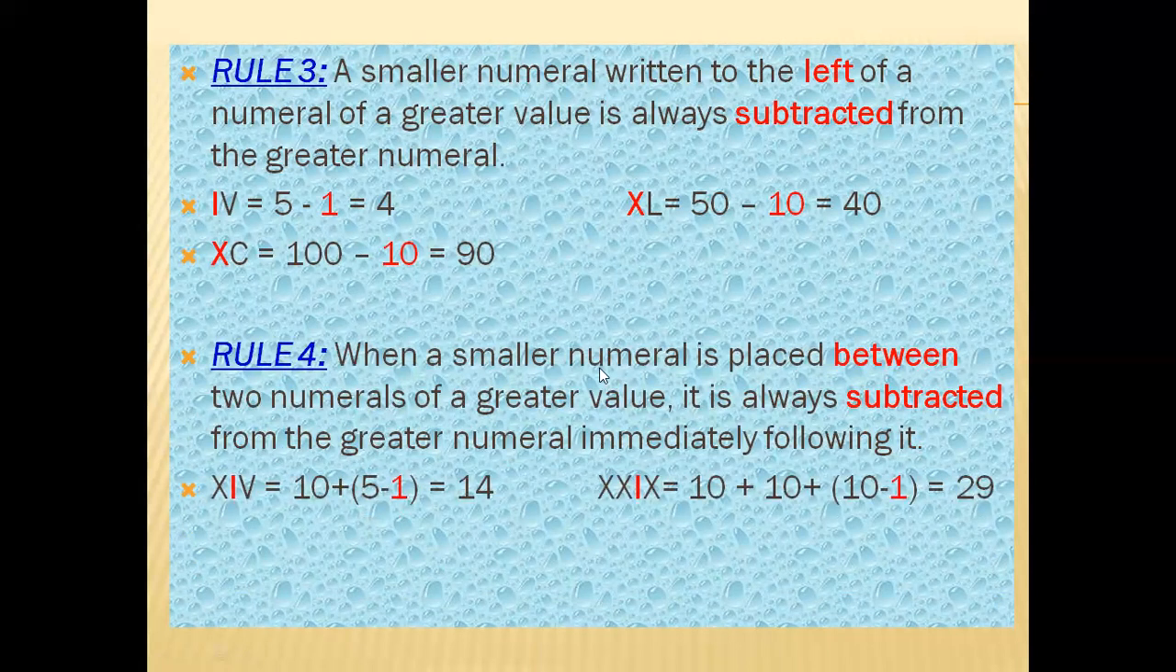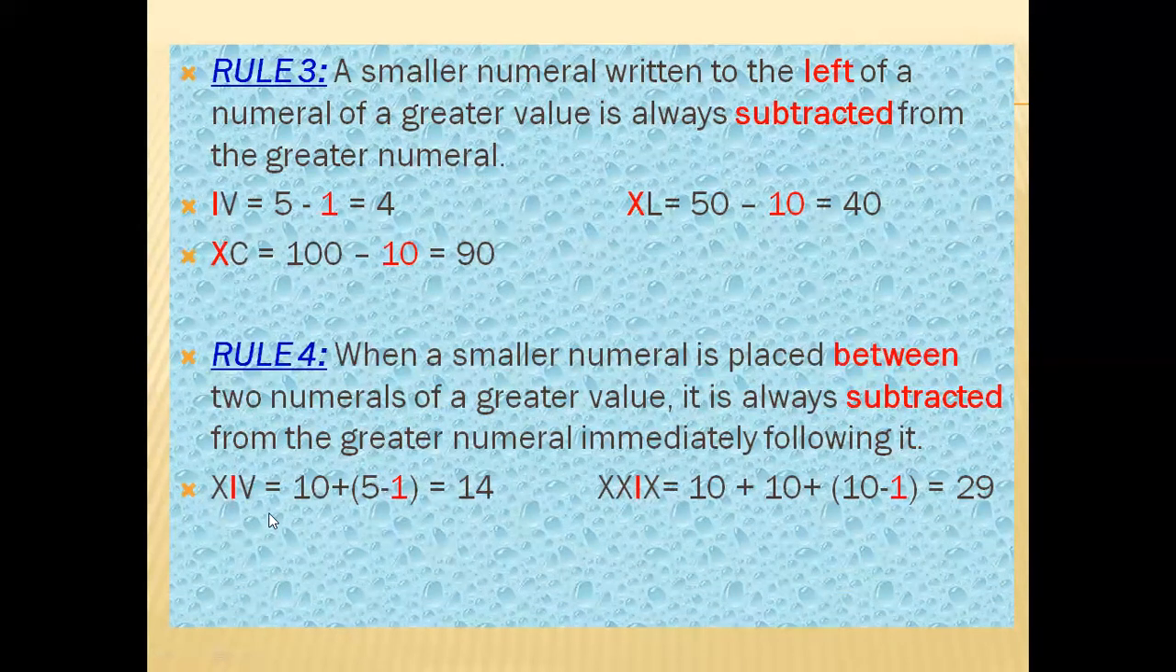When a smaller numeral is placed between two numerals of greater value, it is always subtracted from the greater numeral immediately following it. See, when a smaller numeral is placed between two numerals of greater value. See here, this one is a smaller numeral compared to these two numerals. We write this small numeral in between the greater numerals. It means subtraction from the next numeral.